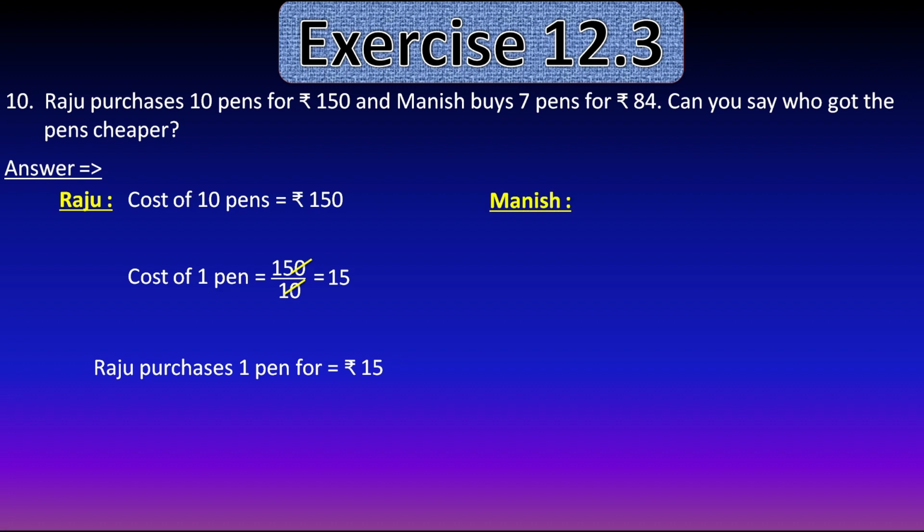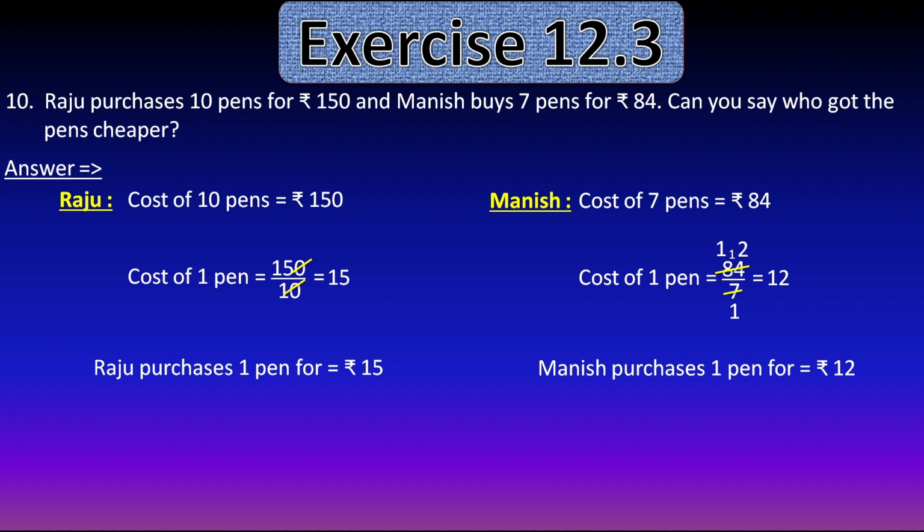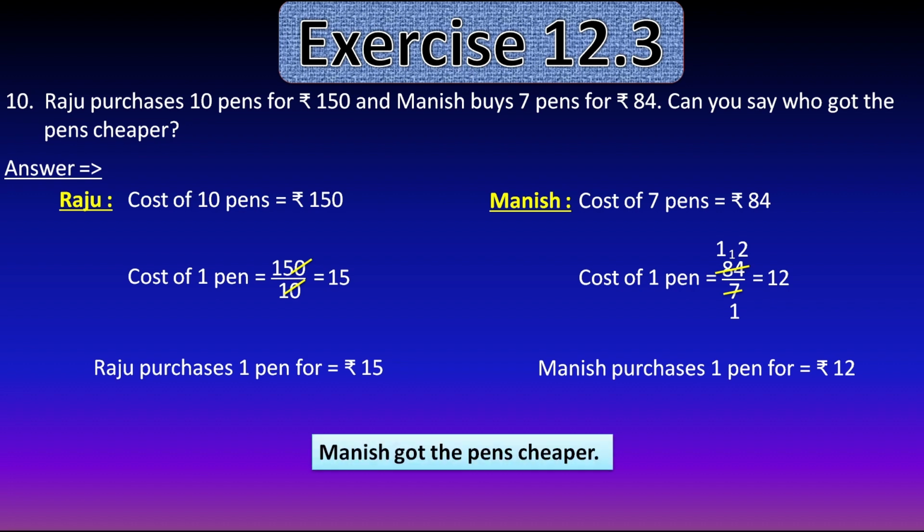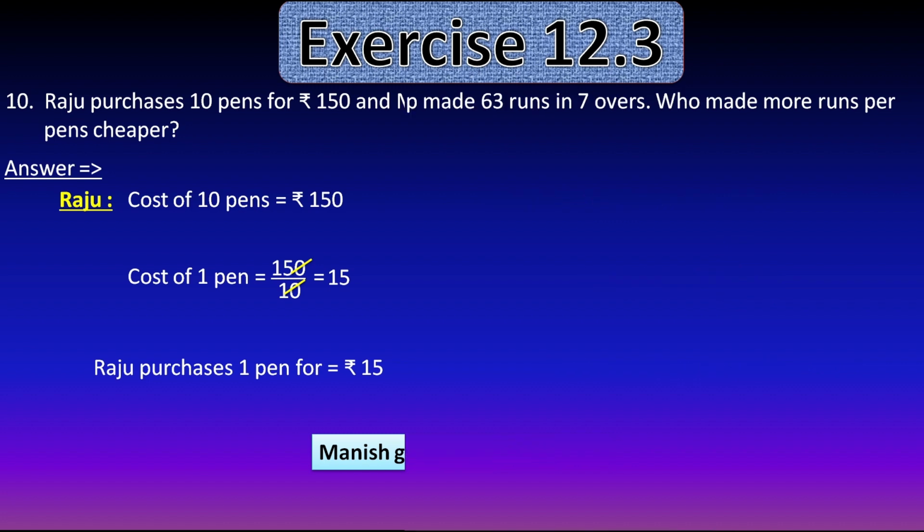Manish, the cost of 7 pens is rupees 84 for Manish. Okay. So for cost of 1 pen is equal to 84 upon 7. 7 ones are 7, and 7 ones are 7, 1 remains, 7 twos are 14. So 12 rupees. That means Manish purchases 1 pen for rupees 12. Now when you compare 15 and 12, we understood that Manish got the pens cheaper.